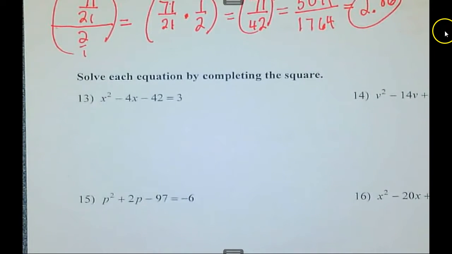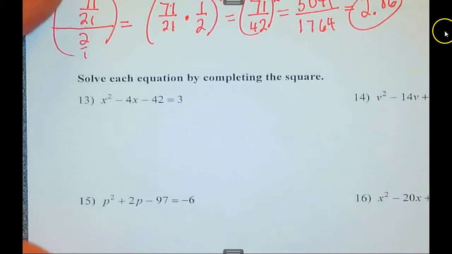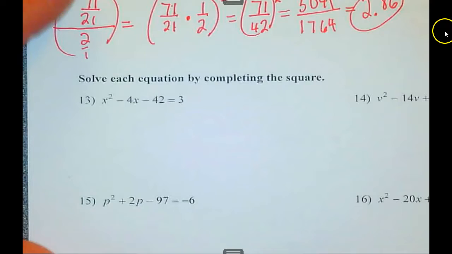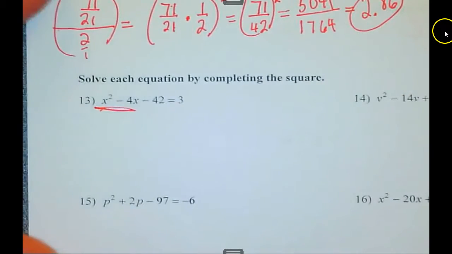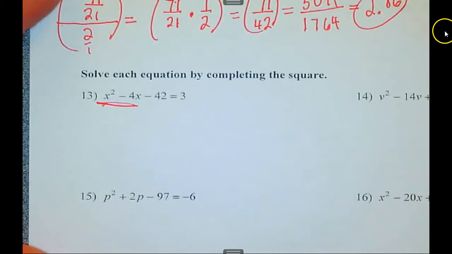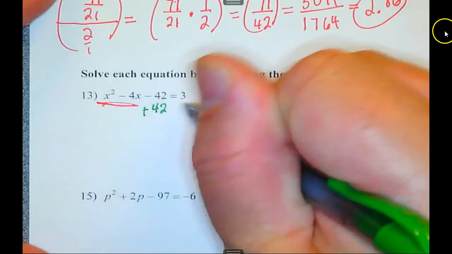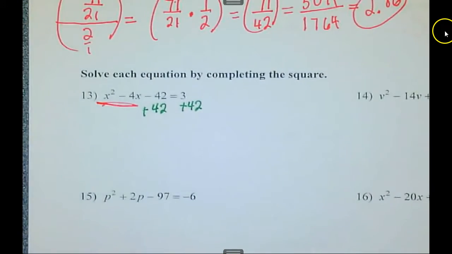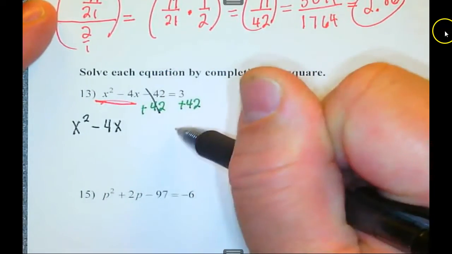Okay, so this is what we're going to do. This is how we're going to solve them. We're going to make a perfect square trinomial. Don't worry about it. You'll get more involved with that in Algebra 2. What we're going to do is get this term and this term by itself. So, I'm going to add 42 to both sides. It's going to leave me with x squared minus 4x equals 45.